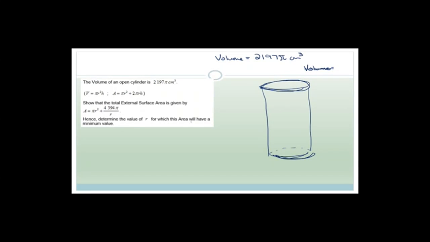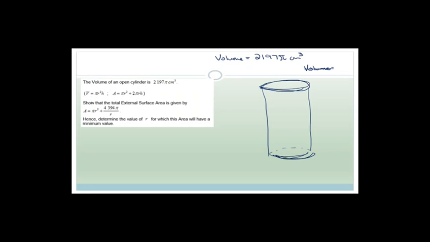Okay, it says the volume of an open cylinder is 2,197 pi cubic centimeters. And then how sweet is it? They've given us the equations for the volume and they've given us the equation for the total surface area. Okay, so let's think about this. We've got an open cylinder. Okay, horrible drawing. Okay, so it's open, right? And it says the volume is 2,197 pi cubic centimeters, okay?